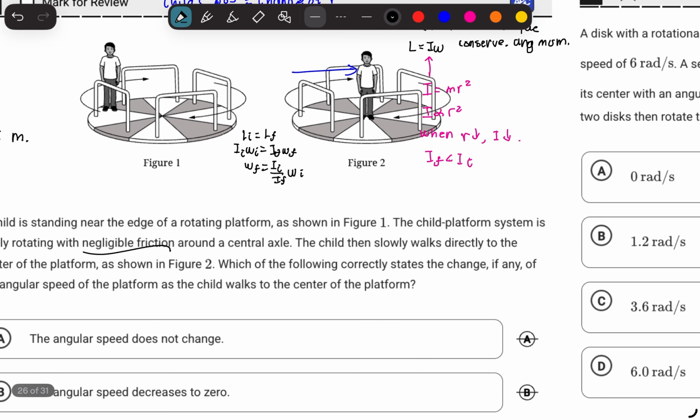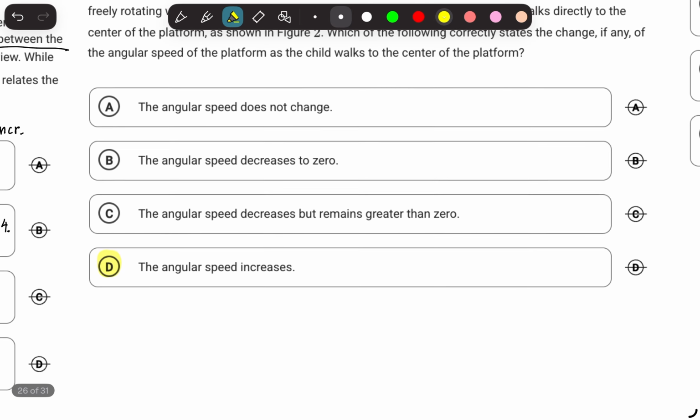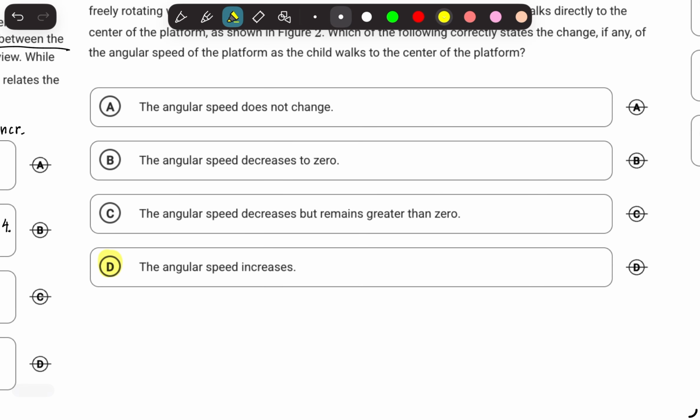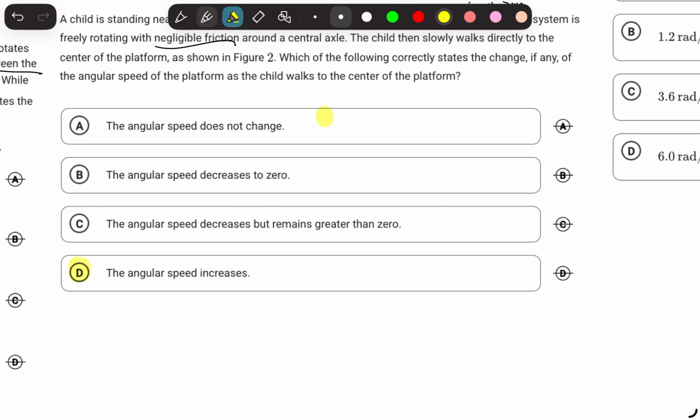So we have I_f is less than I initial. So omega_f has to be greater than omega initial. So that means your angular speed is going to increase. The reason is, again, think about the figure skater pulling their arms inward. So your rotation is going to speed up when the mass moves closer to the axis. It's the same thing as the compensation.